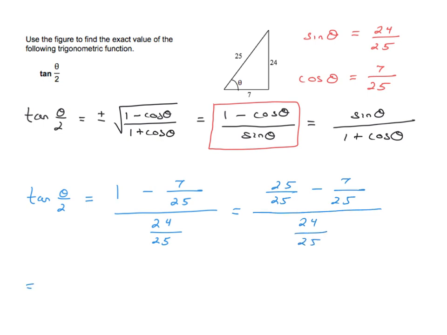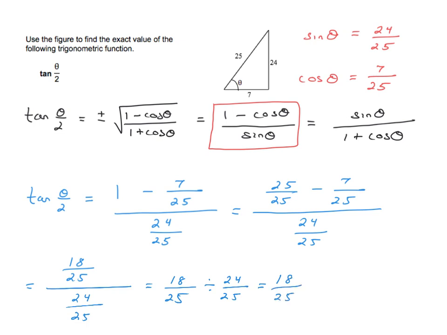I'll continue over here. In the numerator, 25 over 25 minus 7 over 25, that's one fraction. That is 18 over 25. This is divided by 24 over 25. So this is the same thing as saying 18 over 25 divided by 24 over 25. But we can flip the second fraction if we change it to multiplication. Here, I can cancel the 25s, and I'm left with 18 over 24.